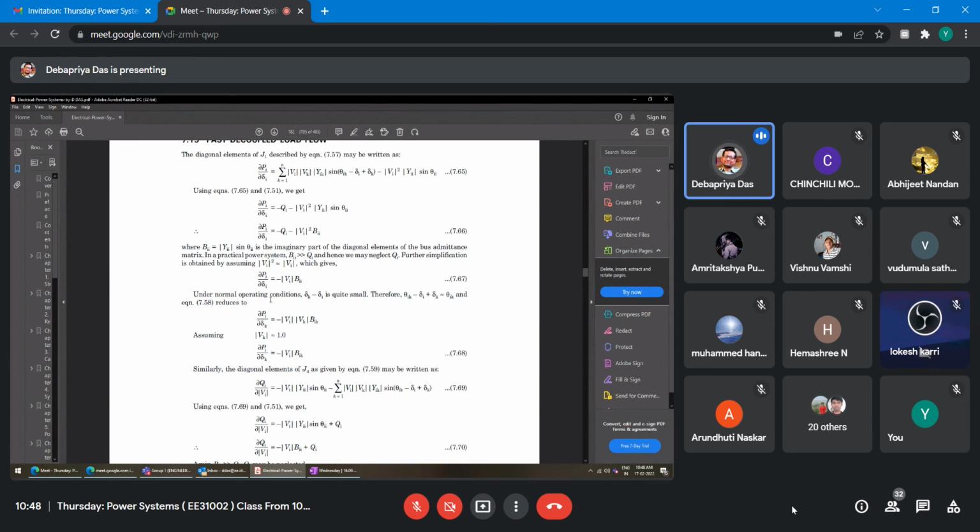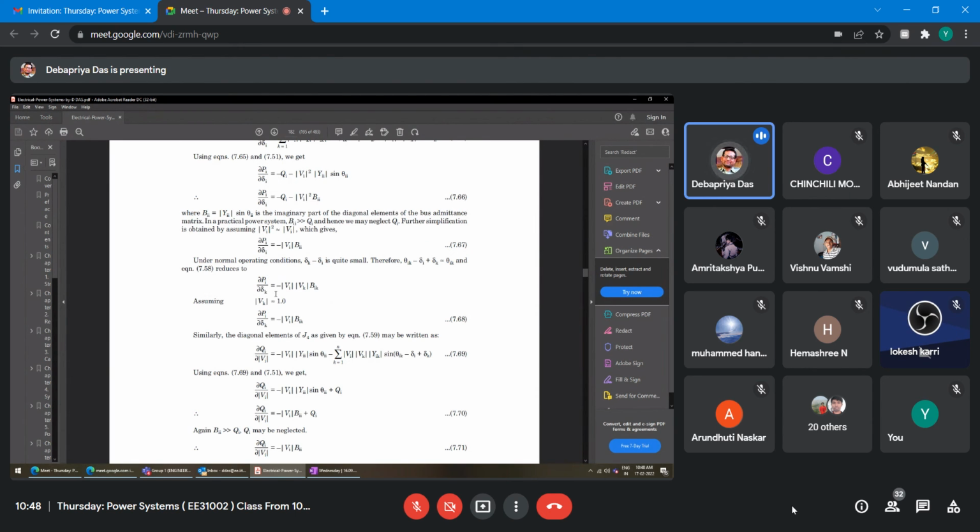Similarly, another thing is that under normal operating conditions, delta k minus delta i is quite small. Therefore theta ik minus delta i plus delta k is approximately equal to theta ik. Therefore, equation 58, if you go back to that, the off-diagonal element delta Pi upon delta delta k will be approximately minus Vi Vk Bik. And you assume Vk approximately 1. This is another approximation. I told you it is a very bad approximation for the low voltage side, but for high voltage lines, this is more or less true. Therefore, delta Pi upon delta delta k will be minus Vi into Bik.